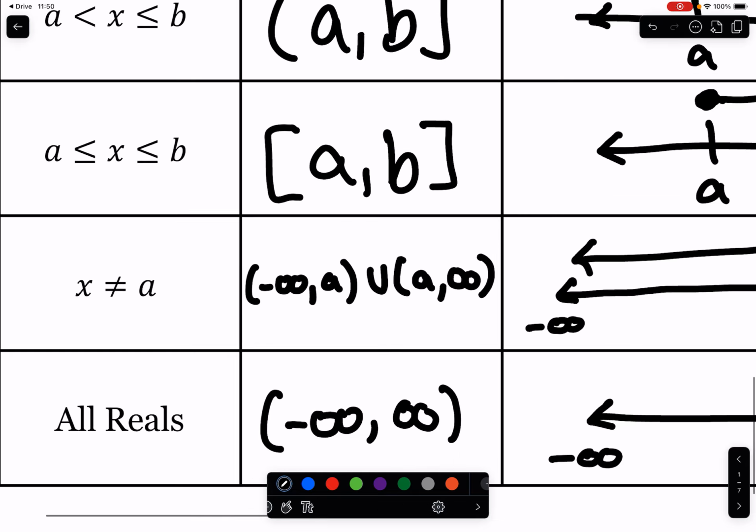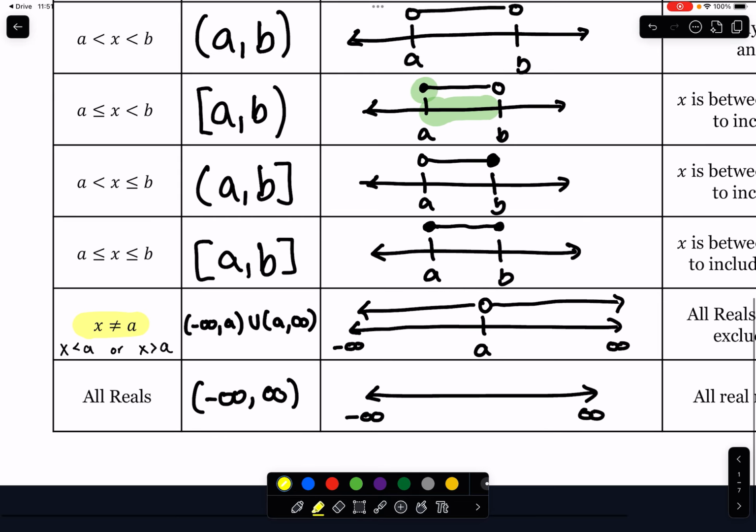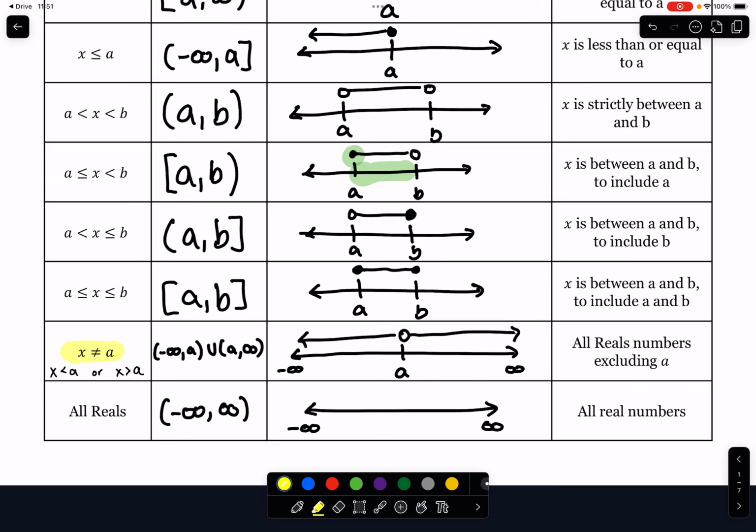Which brings up the fact that stating that x cannot equal a, let's write this down, that our values are going to be that x is going to be less than a, or x will be greater than a. So that's another way of using set builder notation inequalities to indicate that x cannot equal a, by using the disjunction word of or.